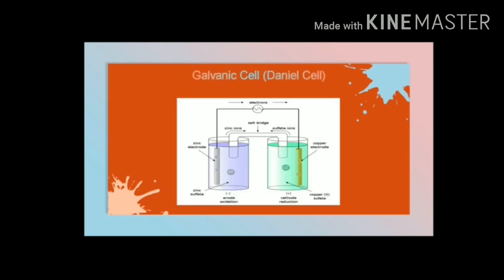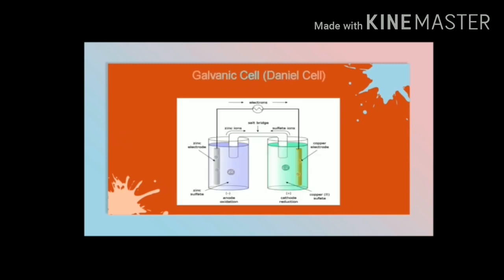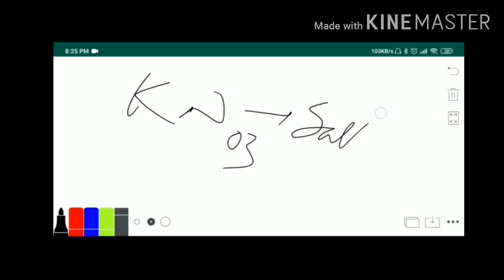And here a salt bridge is taken. I will explain what a salt bridge is and why it is important here. This consists of potassium nitrate, KNO3, which is our salt bridge.